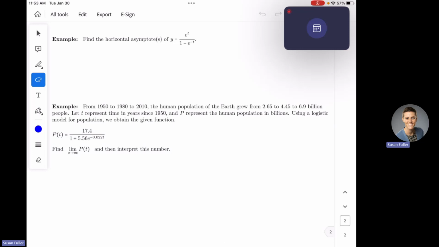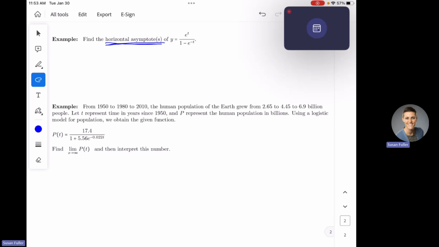So what if we wanted to find the horizontal asymptotes of something that looks like y equals e to the t divided by 1 minus e to the negative t? If we need to find horizontal asymptotes, we need to look at the limit as x, or in this case t, because t is our x coordinate here, approaches infinity and see if we get a number out. If we do, then we have a horizontal asymptote on the right end of our graph.